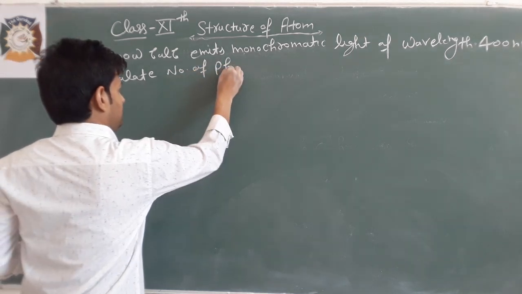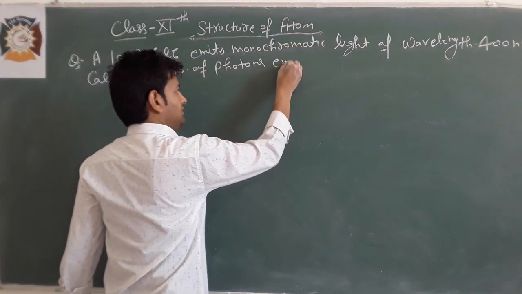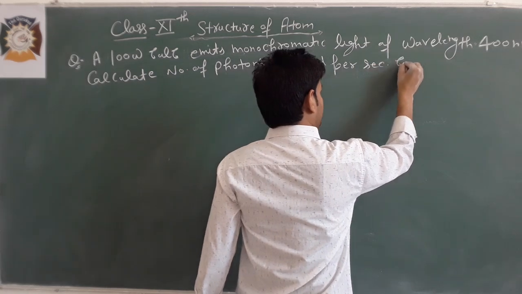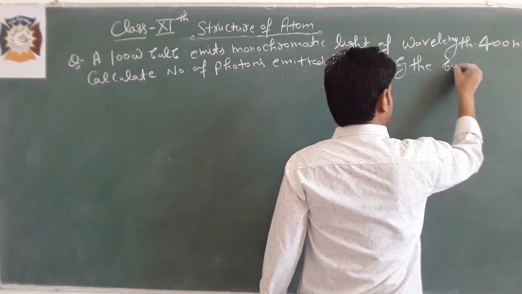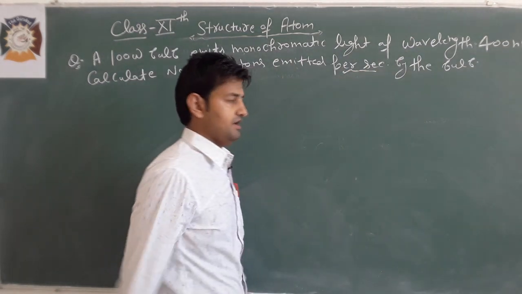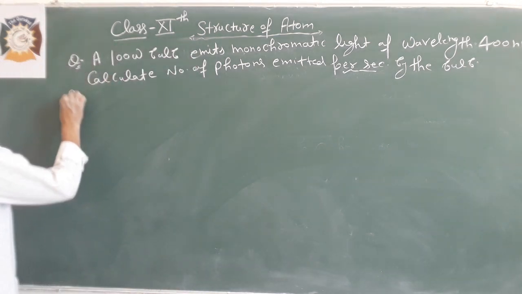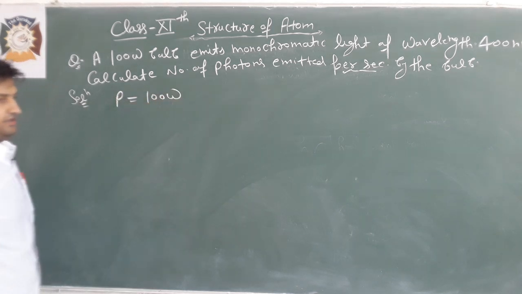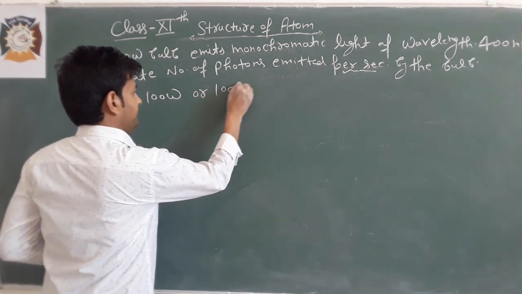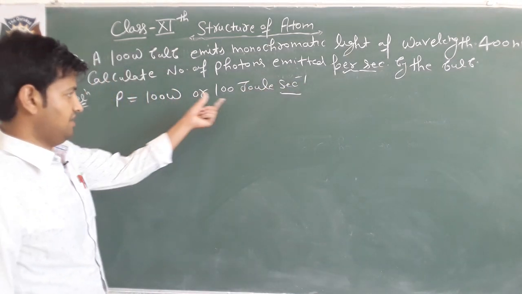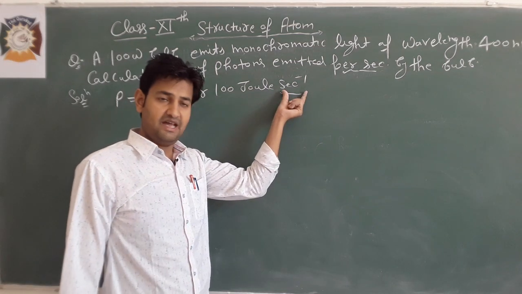Number of photons emitted per second by the bulb. The main point is per second. So in the solution, we have given power. Power is equal to 100 watt, which is also called 100 joule per second.